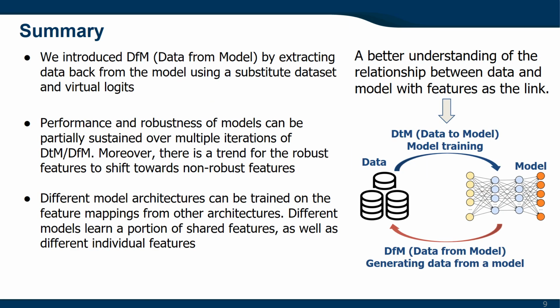In this work, we introduced the data from model process by extracting data back from the model using a substitute dataset and virtual logits. We showed that the DtM and DfM process can be performed in sequence and that the performance and robustness of the models can be partially sustained during this process. Further, we provided evidence that model architectures are not limited to only be trained on the data extracted by themselves, but can also be trained on the feature mappings of other architectures.